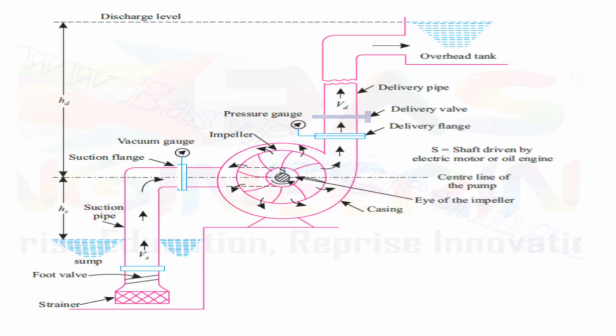And the suction vacuum gauge, impeller, pressure gauge, and from the center line of the pipe to the discharge level is the delivery head. The delivery valve, delivery flange, delivery pipe and overhead tank. This is the centrifugal pump.